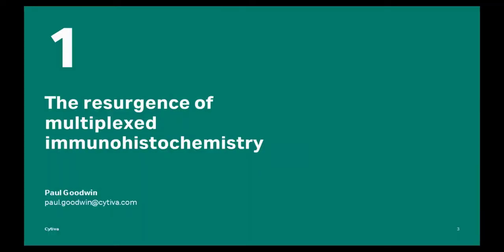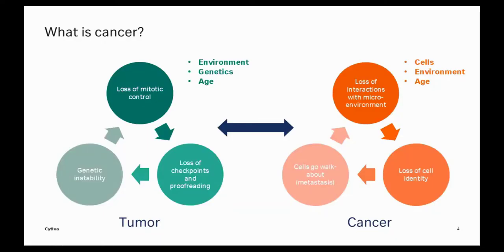I'd like to start us off by looking at the history and resurgence of multiplex immunohistochemistry. And to me, the story starts with cancer. For a long time I was locked in my career thinking of cancer as a disease of genetics and the cell cycle, but that's part of the story. As cells are exposed to the environment, they have a genetic history and the age of the individual, you accumulate a series of genetic defects in the cells. This leads to loss of control of mitosis, which then means that checkpoints, the proofreading of the genome, get skipped, which leads to more genetic instability, which leads to more mutations, which leads to more skipping, et cetera.